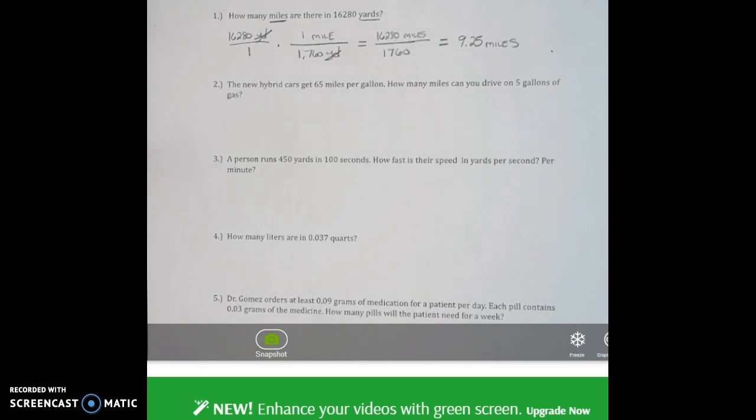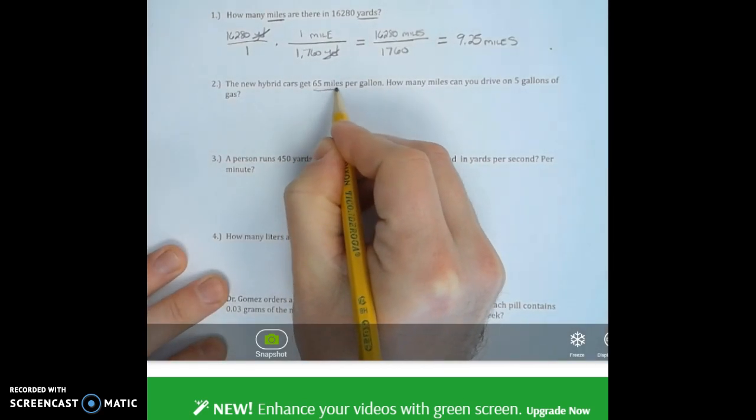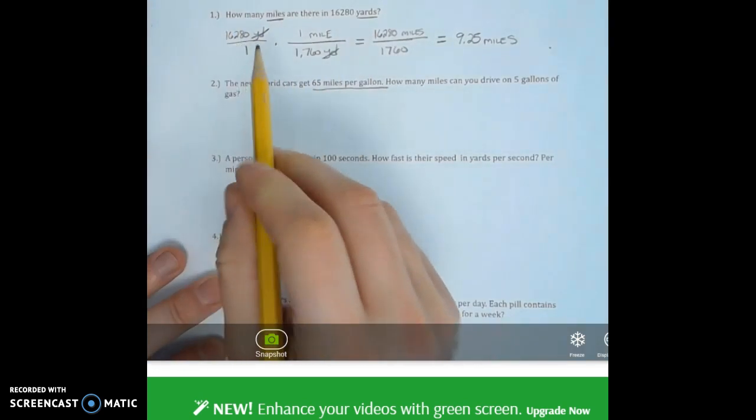In the second problem, we're told that the new hybrid cars get 65 miles per gallon. How many miles can you drive with 5 gallons of gas? Okay, and so our key to solving this problem is what we're told right here, that the car can get 65 miles per gallon. So I'm going to do a similar setup with what I did with the first example.